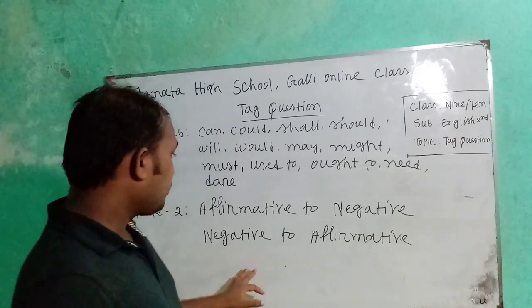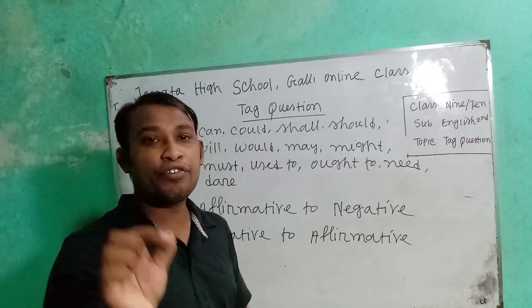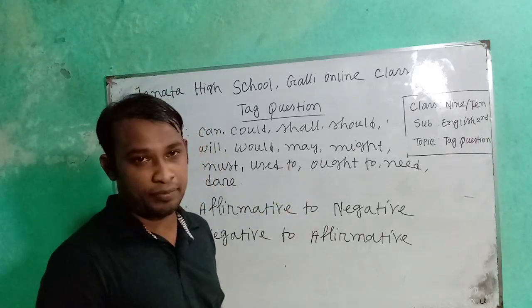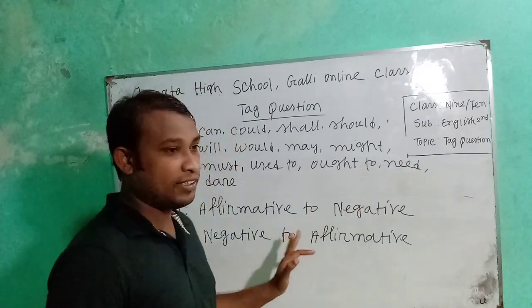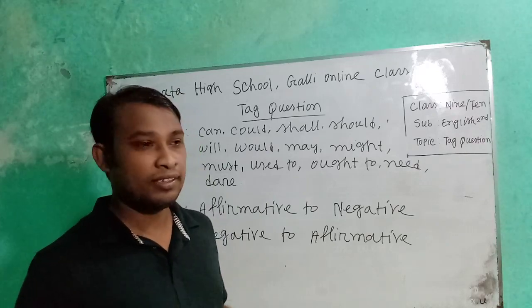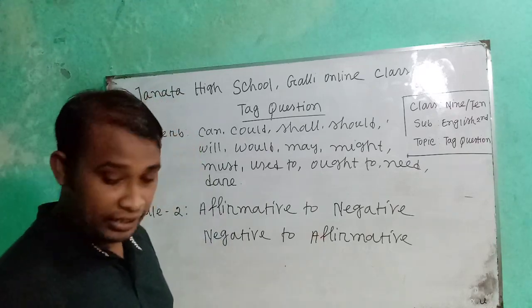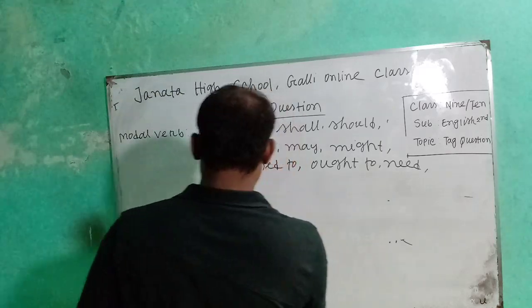And when you make it negative, you have to use the contracted form of the auxiliary verb or the short form of the auxiliary verb, such as is not, isn't, are not, aren't, was not, wasn't, and so on. Okay? Now let's take some examples.